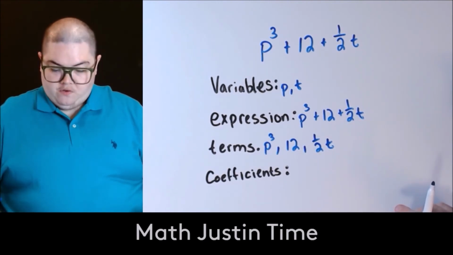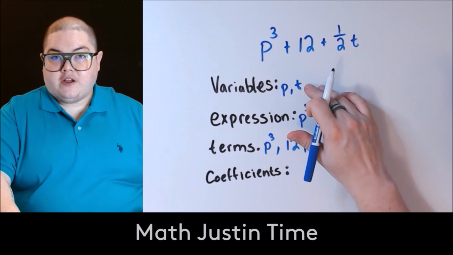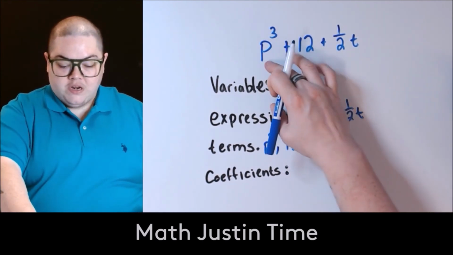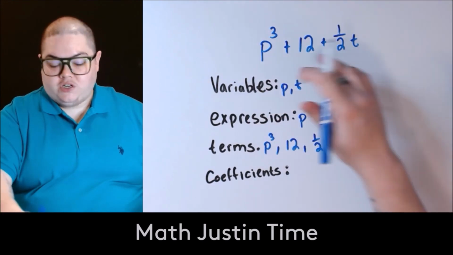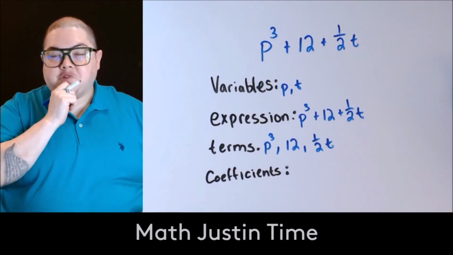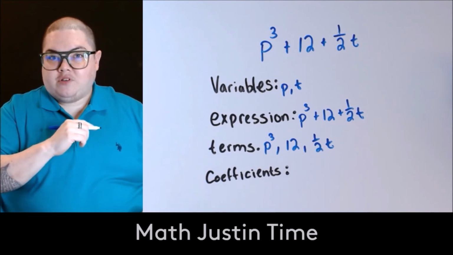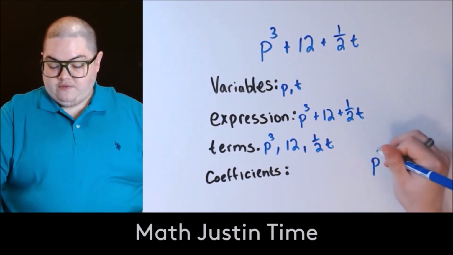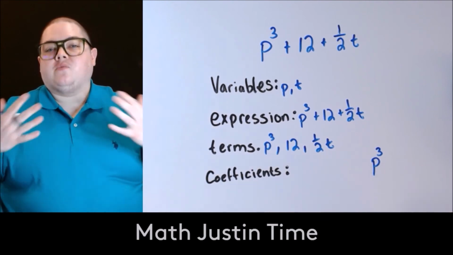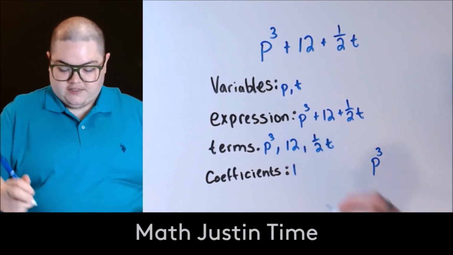Now, what about the coefficients? We have 2 variables, so we know we're going to have 2 coefficients. What's the number that goes in front of p? We talked about this last example. If we just have a variable and there's not a number in front of it, we assume it to be 1. So that's going to be 1.